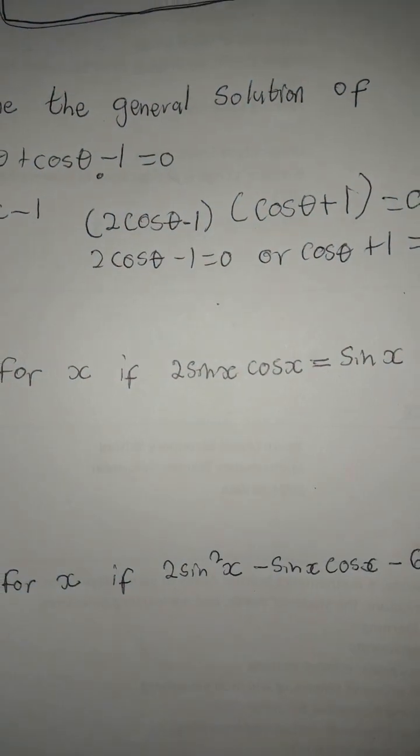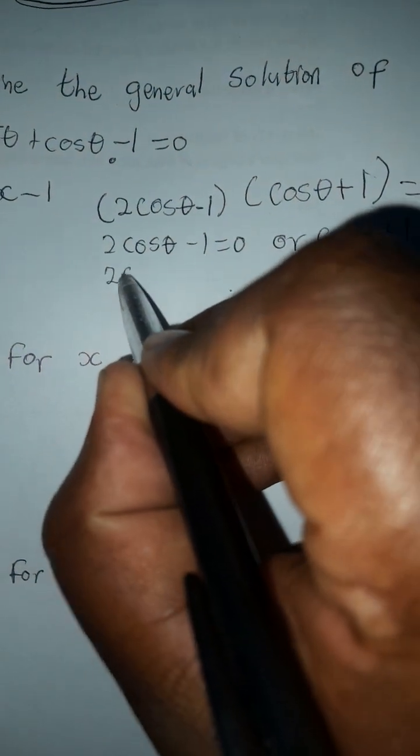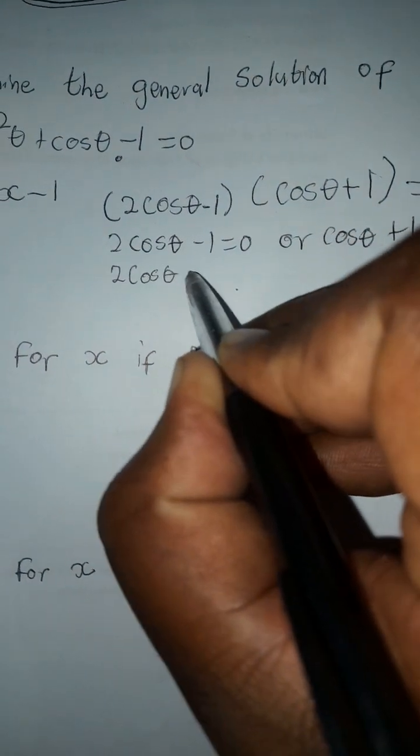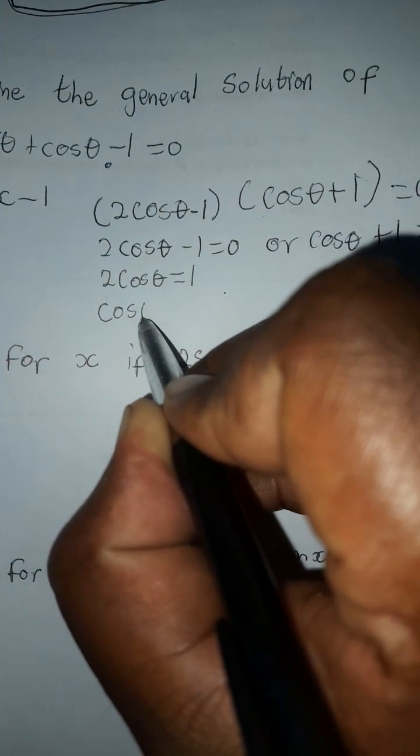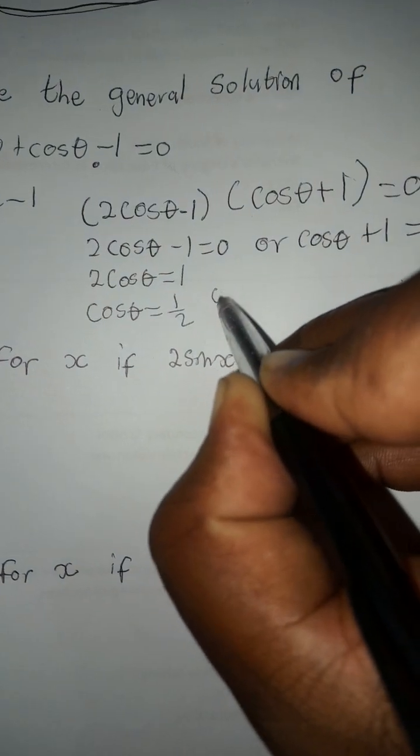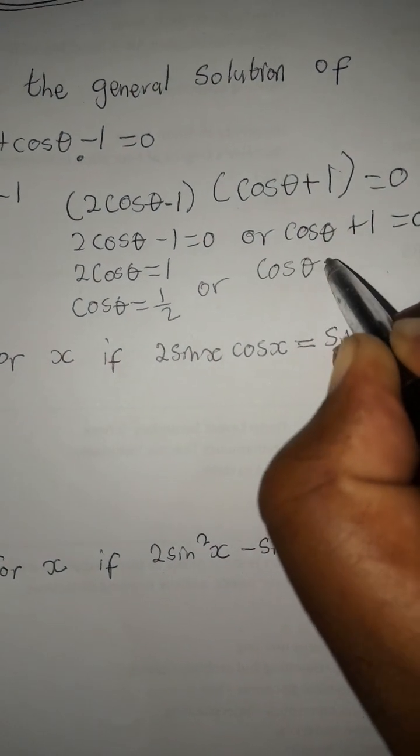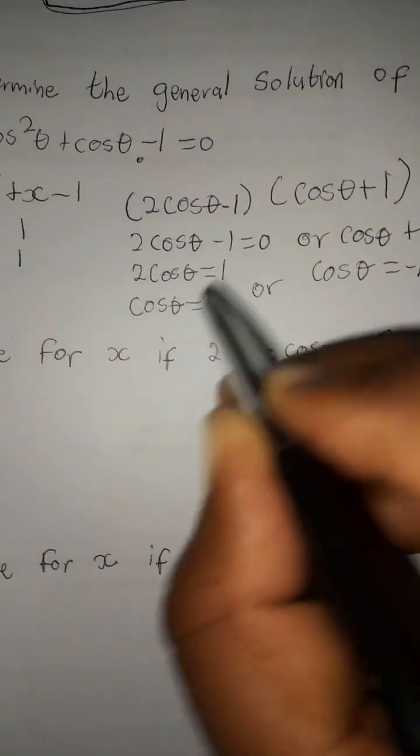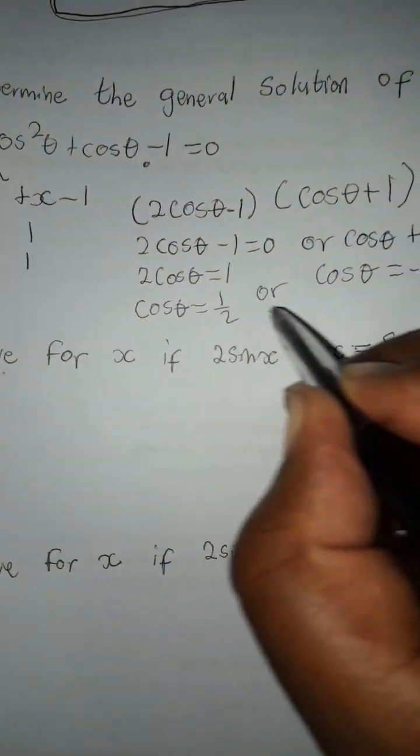So from here, what are we going to do? Transpose 1 to the other side, and then divide everything by 2. We'll be left with, therefore, cos theta is equal to half. Or here, if we transpose positive 1, we'll be left with cos theta equal to negative 1. Sorry for the background noise.